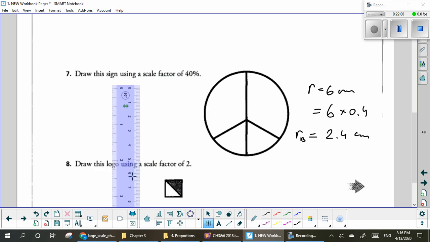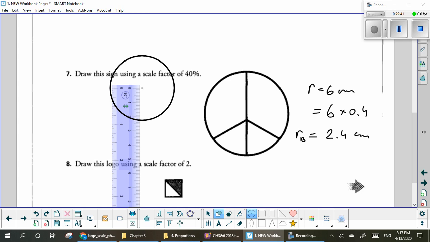I have a circle, and let's see if this is going to work. 2.4. Oops. That didn't work out. Let me just undo that. Go back to the circle. So radius of 2.4. There we go. So I can go all the way to 2.4. That seems to be it. And then I can move my circle.